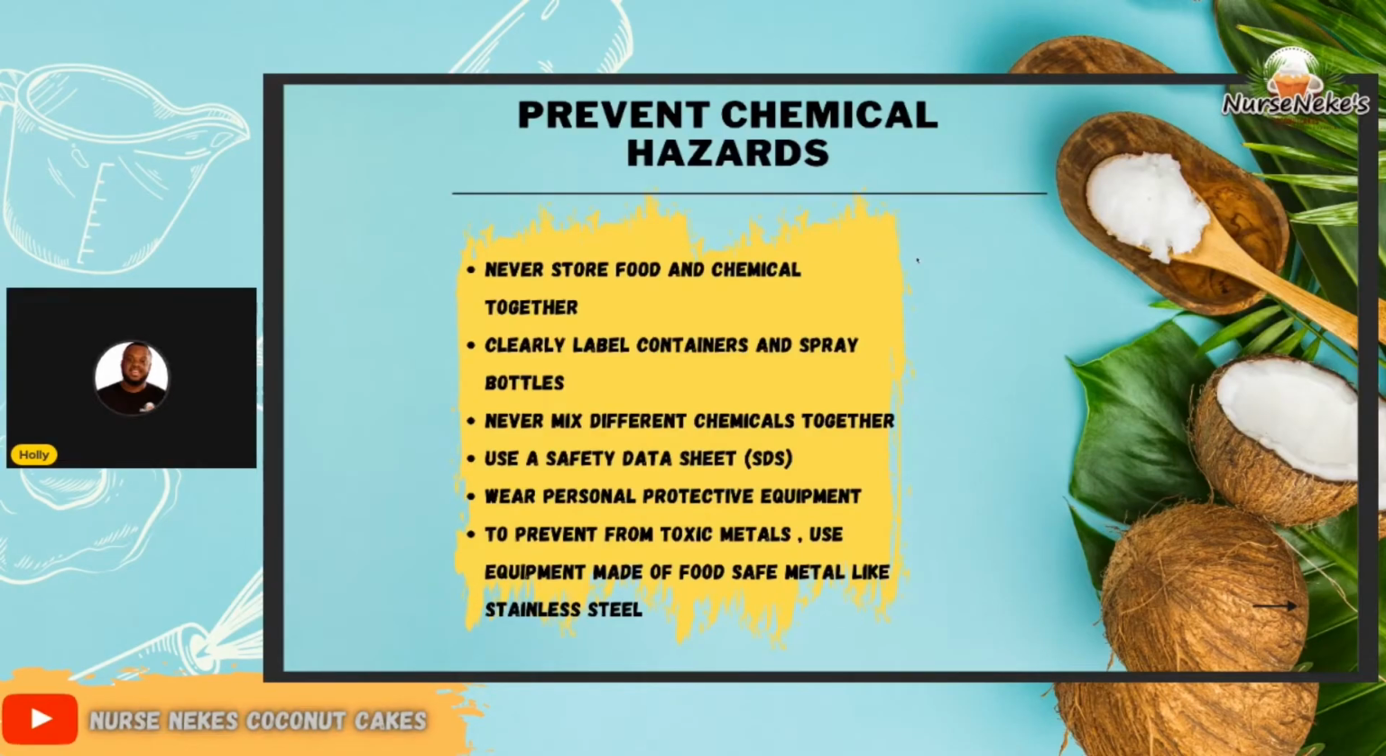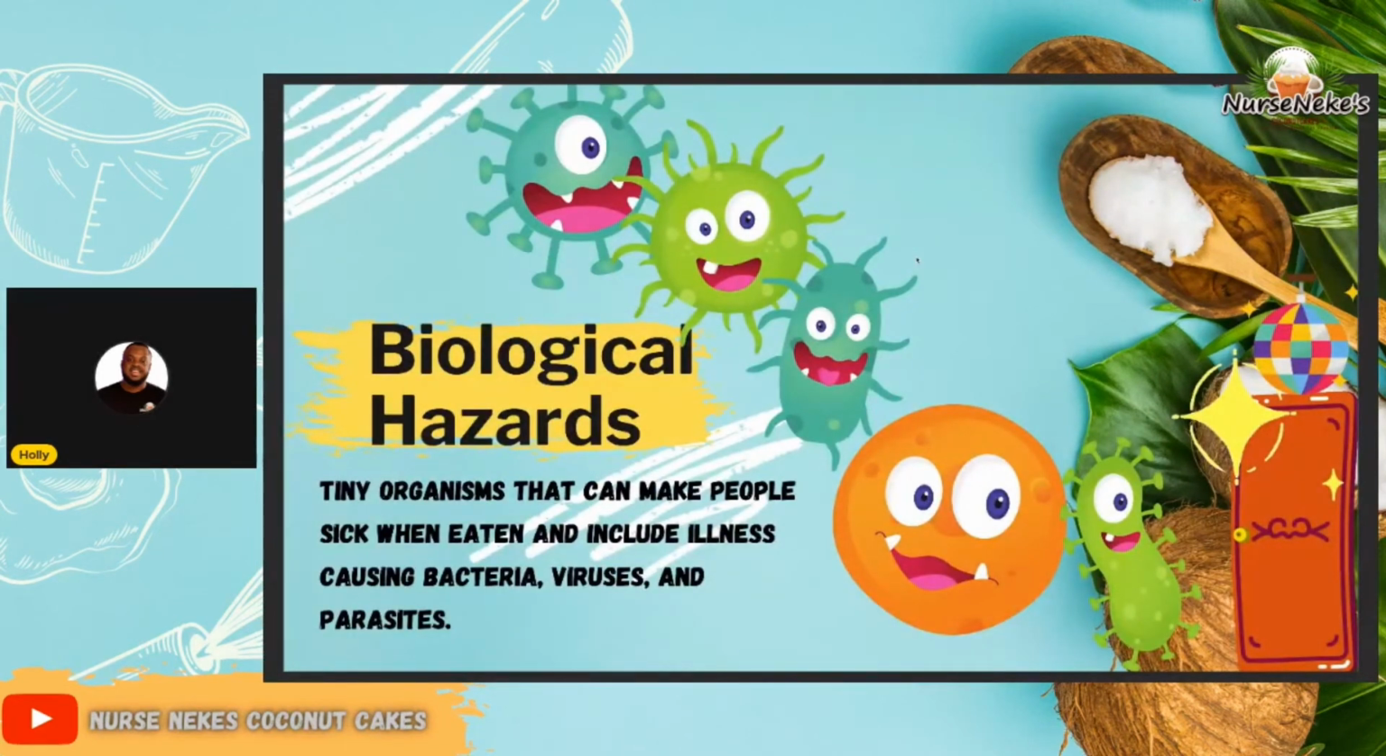To prevent toxic metals, you want to use equipment that's made from food safe metal, like stainless steel. To add to that, don't use copper or copper alloys or galvanized metals with acidic food. You want to exercise caution with lead and mercury, and only use cast iron pans when you're cooking or as a cooking surface.